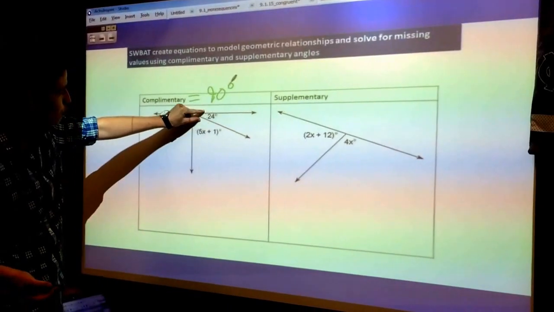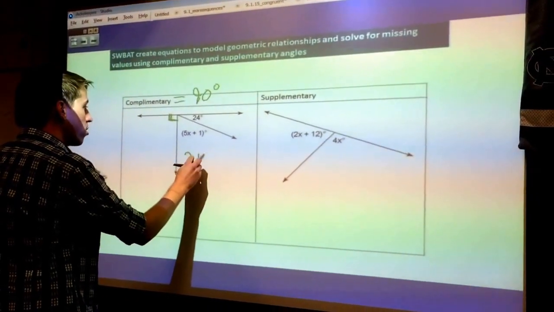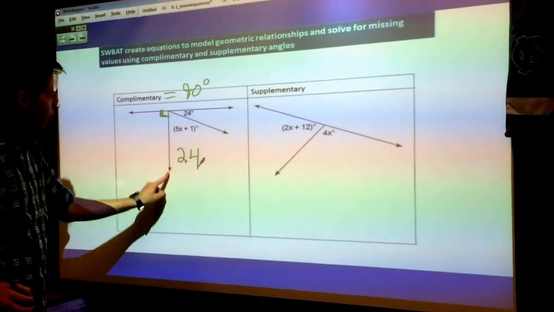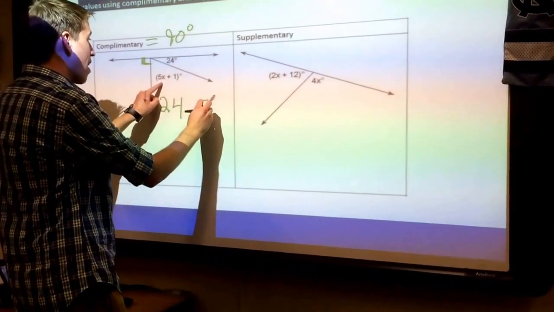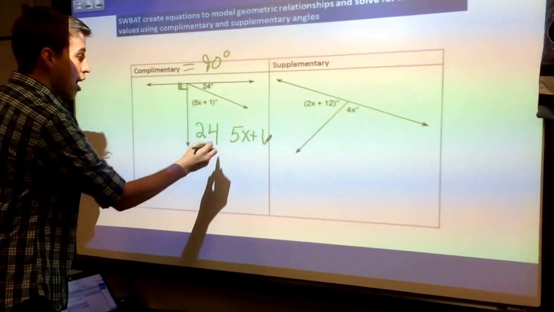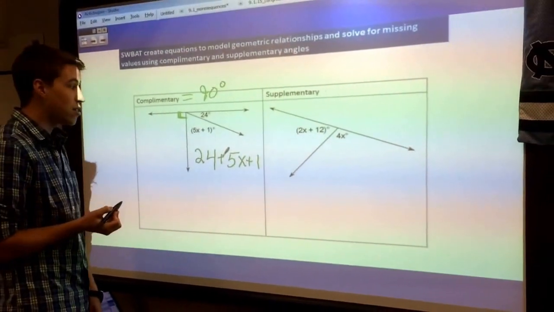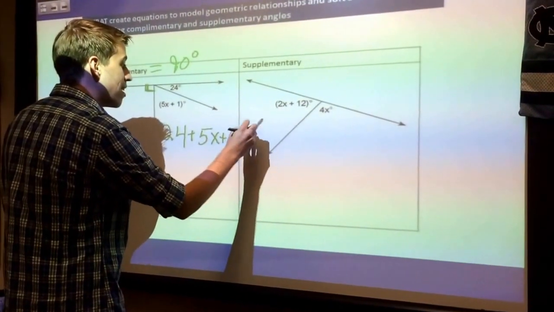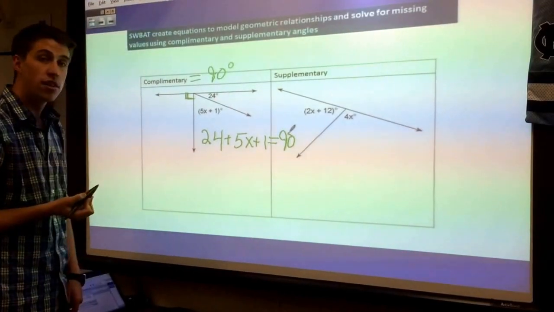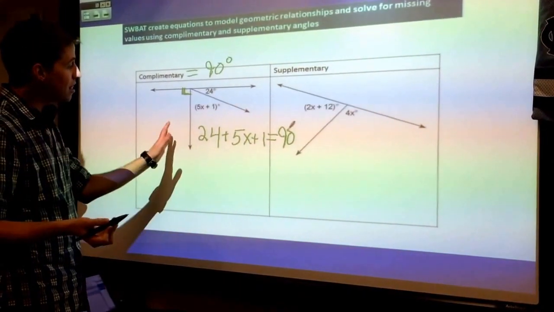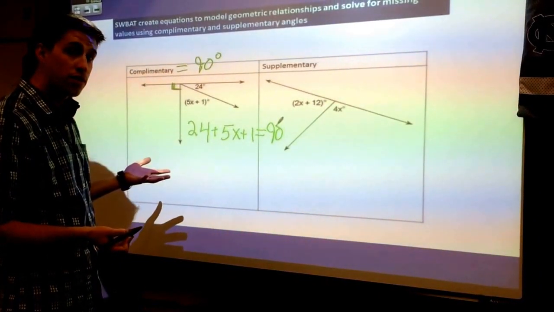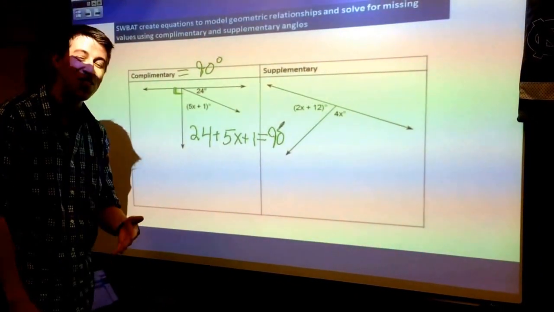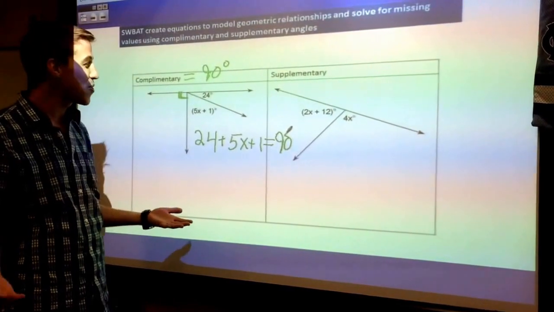So I see the first part of the angle is 24. The second part of that right 90 degree angle is 5x plus 1. And when we add those two parts together, it needs to equal 90 degrees. Now pause the video and see if you can solve this on your own before you watch my explanation. Great. You've tried it on your own now. Let's see if you were right.